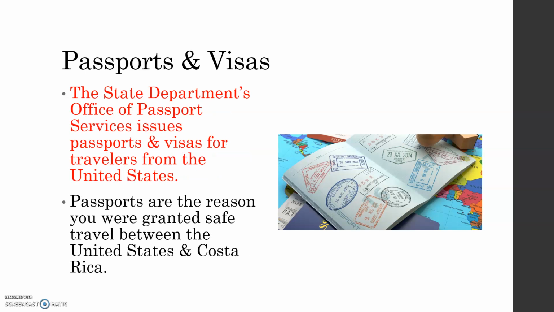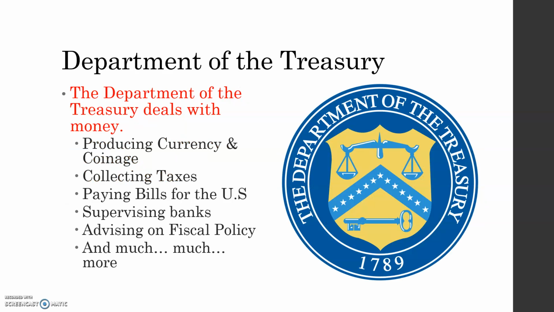Now, another thing the State Department deals with, and this is the last thing we'll talk about for the State Department, is passports and visas. If you were curious what department in the executive branch is responsible for making that passport so you could have safe travel between the U.S. and Costa Rica, it's the State Department. And that's it for the State Department. Let's move on to the Treasury Department. Honestly, this should be pretty straightforward, so I'll keep it pretty simple.